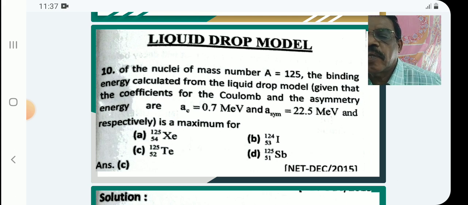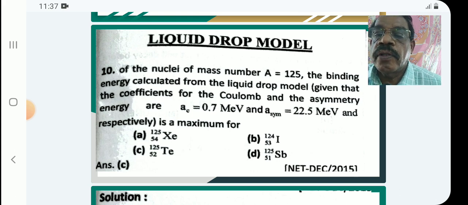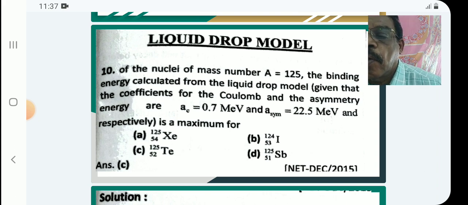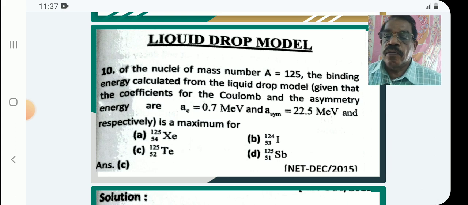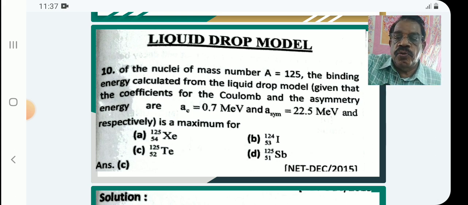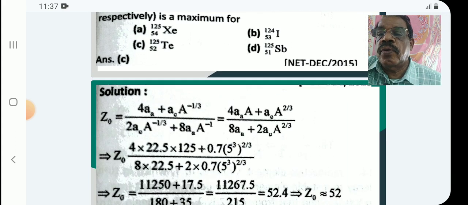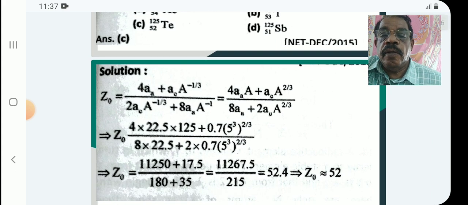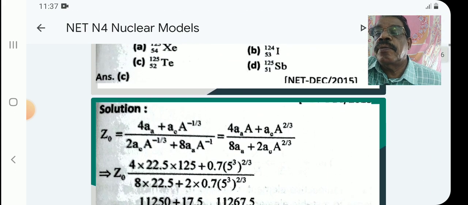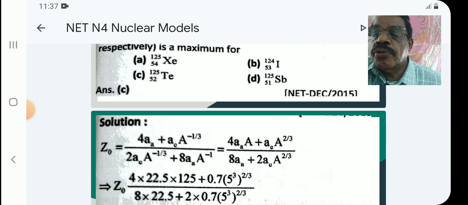The options are 54 xenon 123, 53 iodine 124, 52 tellurium 125, and 51 antimony 125. Suffix or prefix, you note carefully. The answer is C, that is tellurium, 52 Te is the answer. Answer C, atomic number 52.